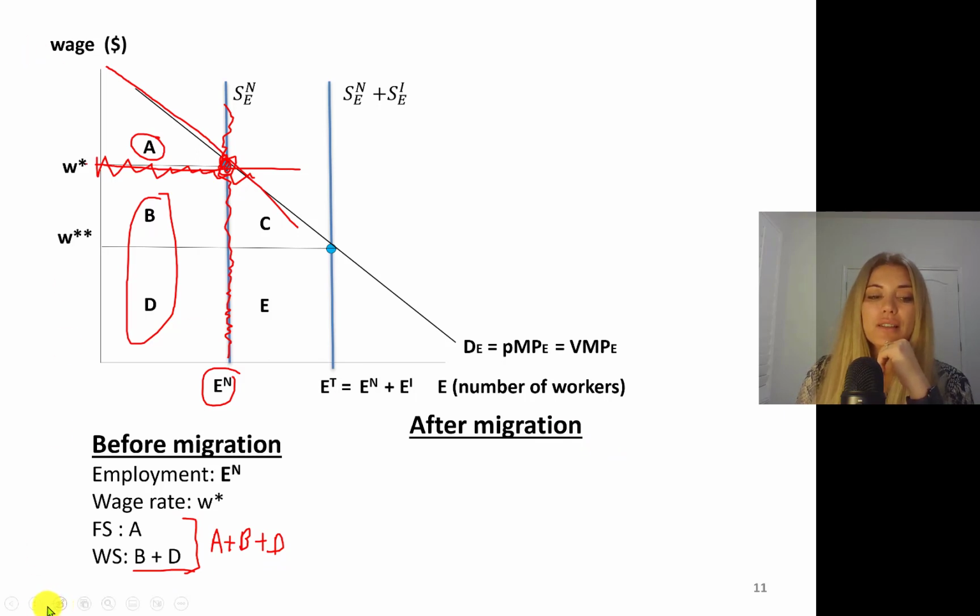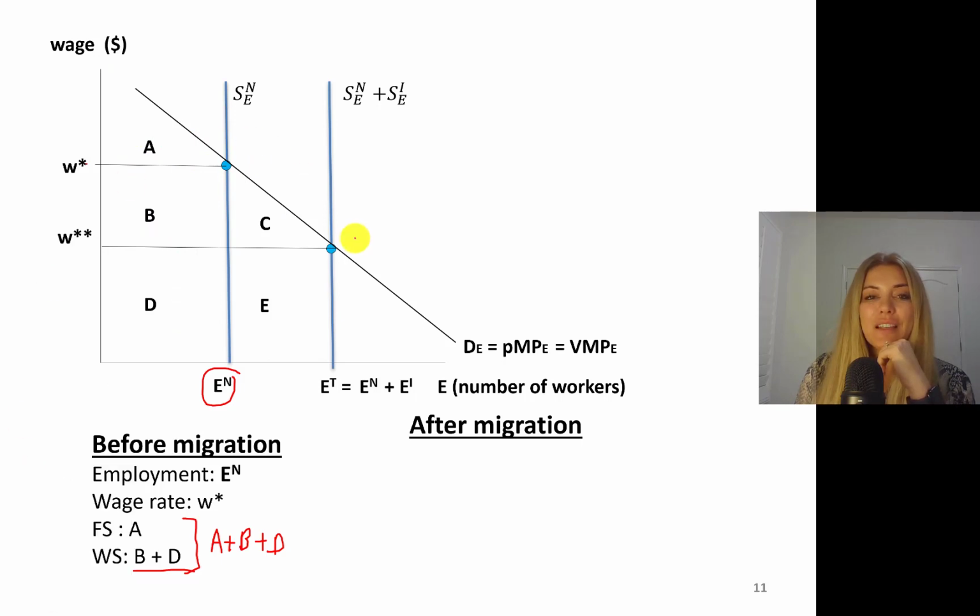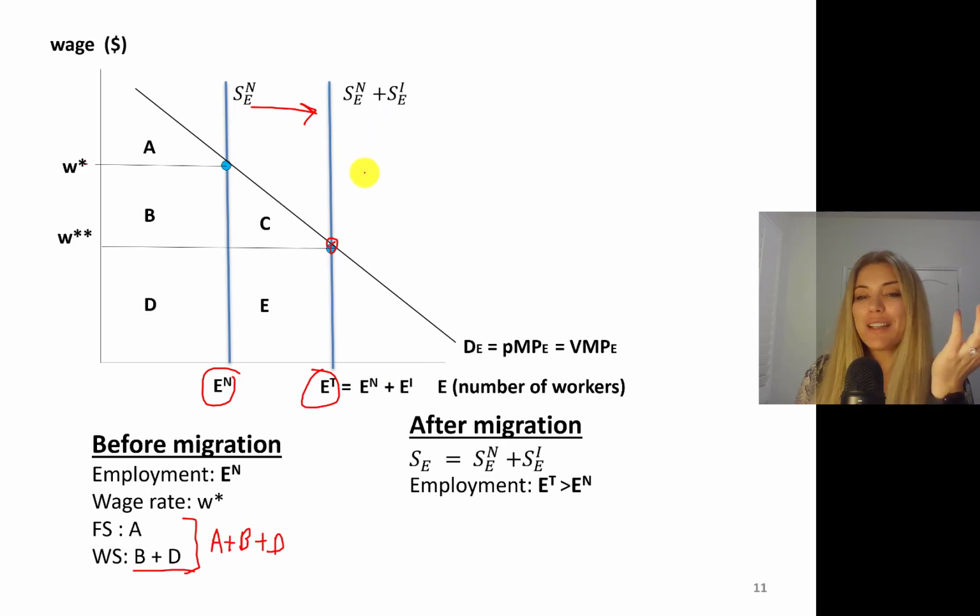After migration, now let's take a look at what happens after migration. So after migration, again, what's the employment? Employment is going to be ET, right? And the wage rate is W double star. So labor supply increased to this, shifted to the right. Employment goes up, so many more people are employed, and the wage rate goes down, so everybody's paid less, right?